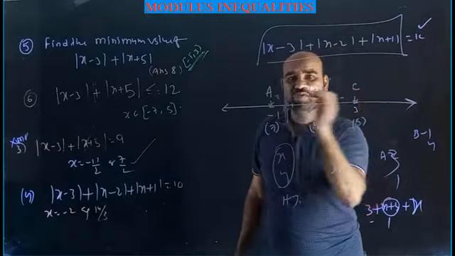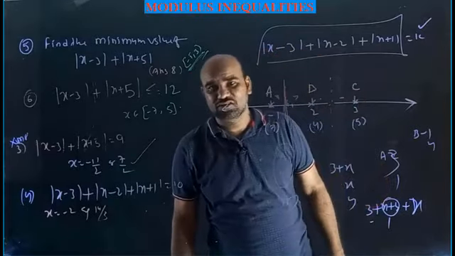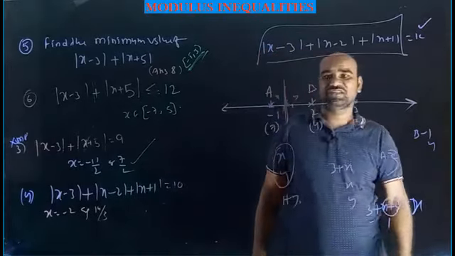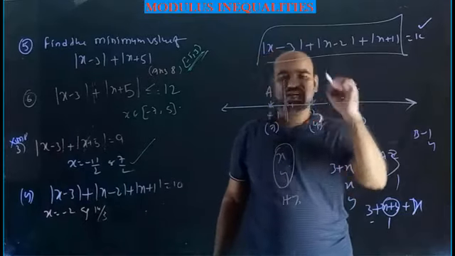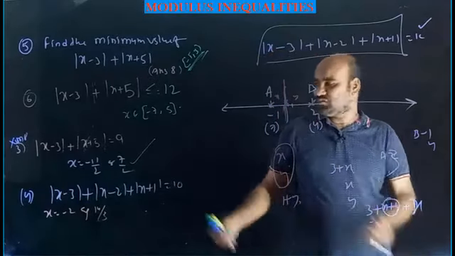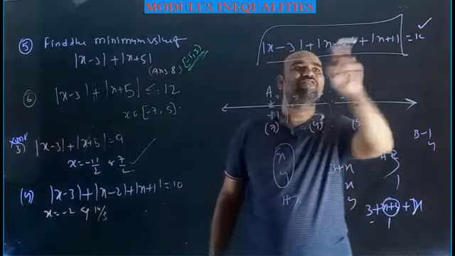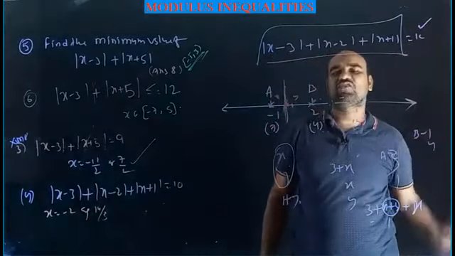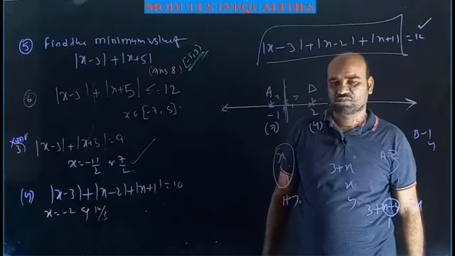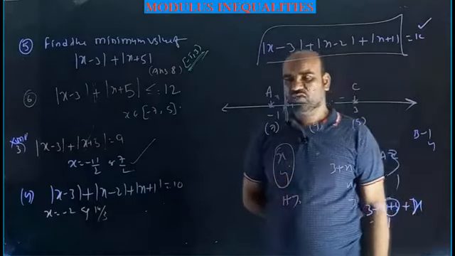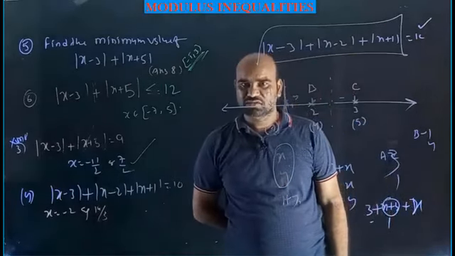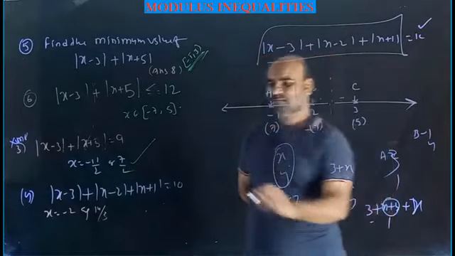So the minimum distance they should travel so that they meet each other means they should meet at B only. According to this problem, if X equals 2, we get the minimum value of this expression. The minimum value is equal to 4. Okay, students, understood? Once again, listen here.